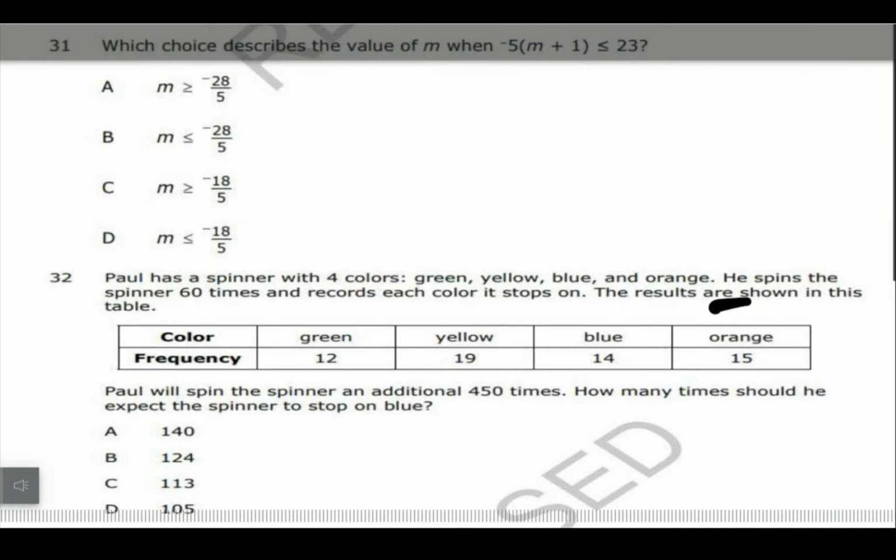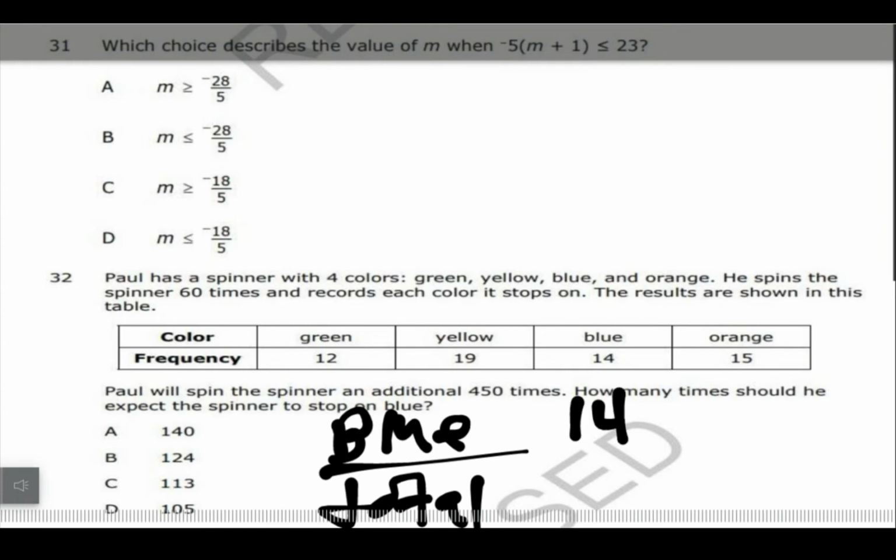For 32, this is a probability question. It says Paul has a spinner with 4 colors: green, yellow, blue, and orange. He spins it 60 times and records each color. The results are below. Paul will spin an additional 450 times. How many times should he expect the spinner to stop on blue? Usually I use a proportion for this one because we have blue and we have total spins.